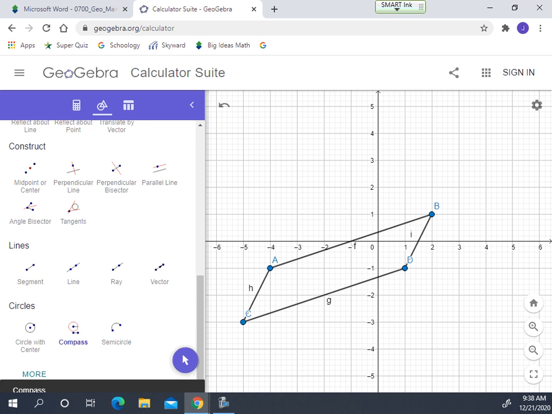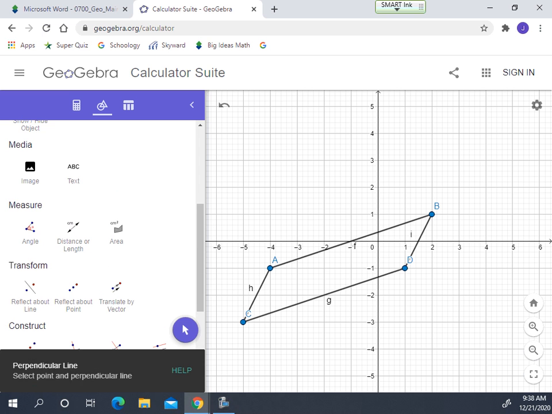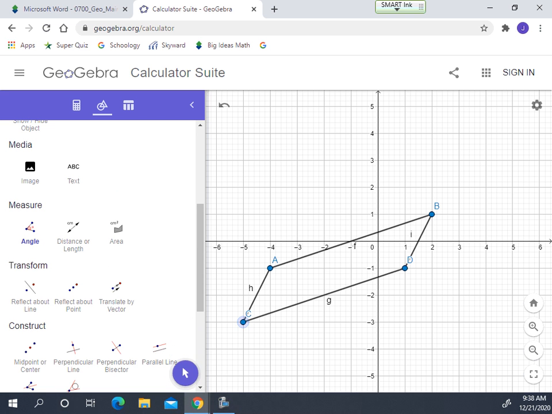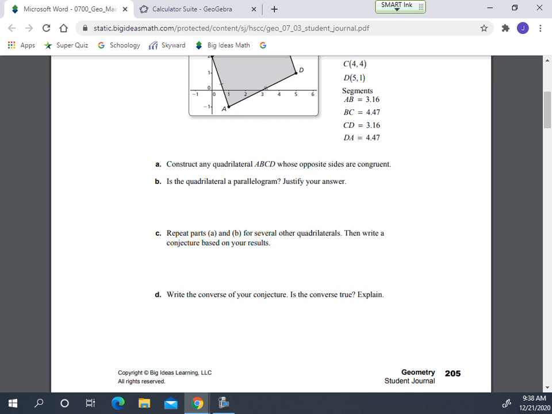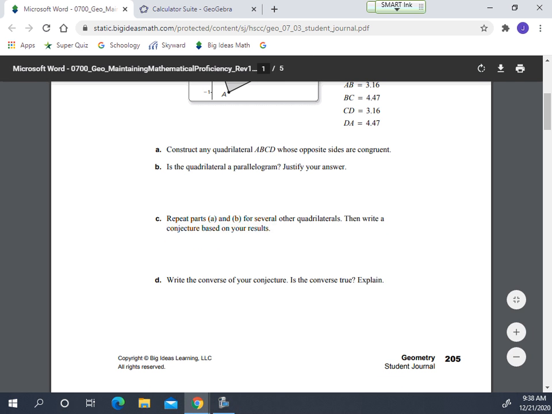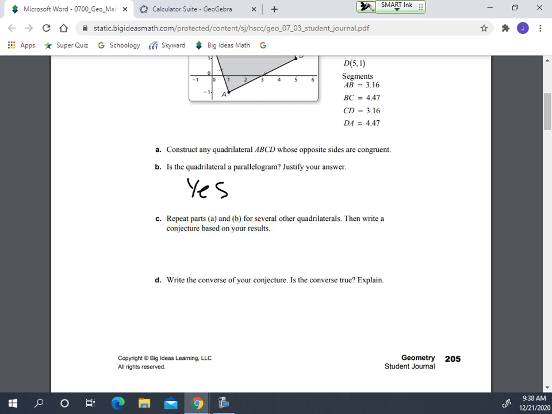Because we know something about the angles, right? You know that opposite angles are congruent? That's fine. Angle A is 135. How about angle D? Angle D is 135. Good. Well, how about angle C? Angle C is 45. And angle B is 45. Good. Opposite angles are congruent. We know that. Hey, yes, this is a parallelogram. Is the quadrilateral a parallelogram? Yes. Justify your answer.